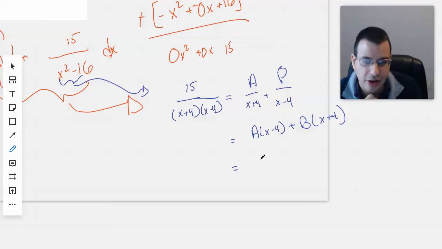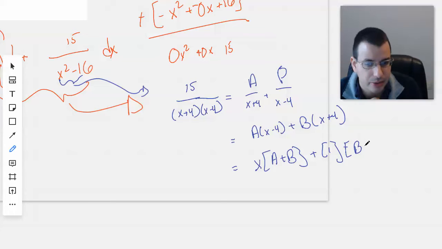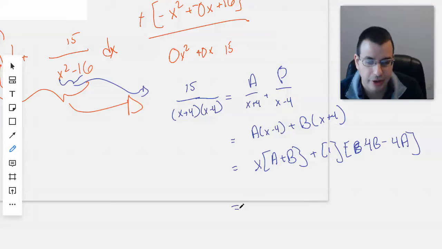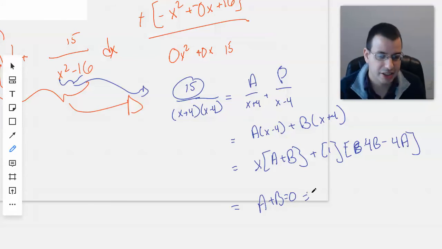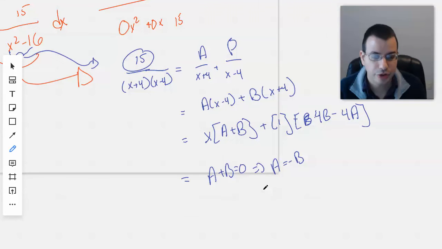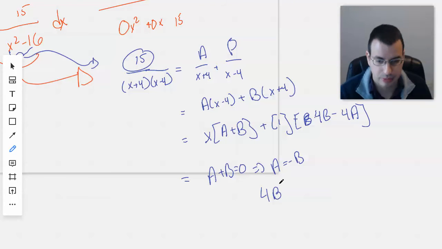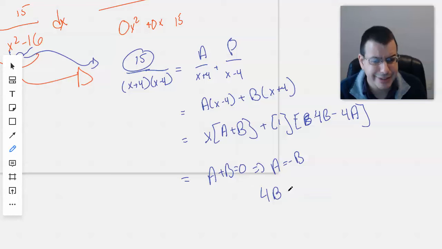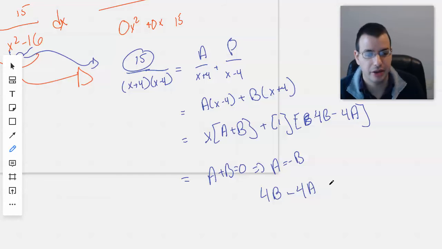Then, so we're going to have x times a plus b, plus 1 times b, 4b minus 4a. Okay, so 4b, 4a, okay. So we know that since we have 15 here, a plus b equals 0, which means that a equals negative b. And we have 4b minus 4a equals 15.